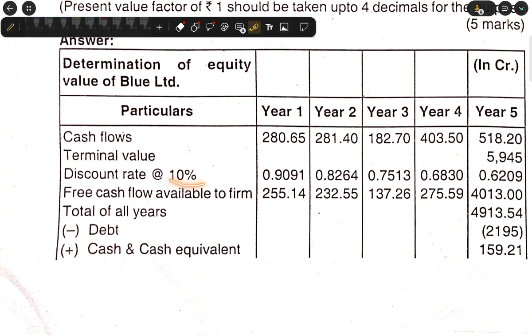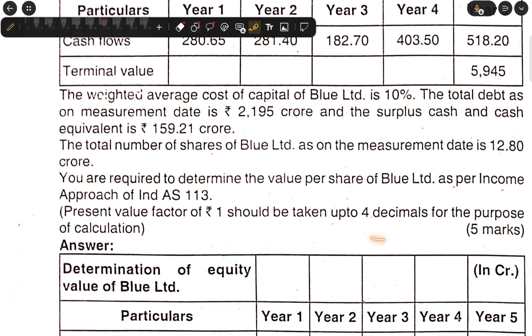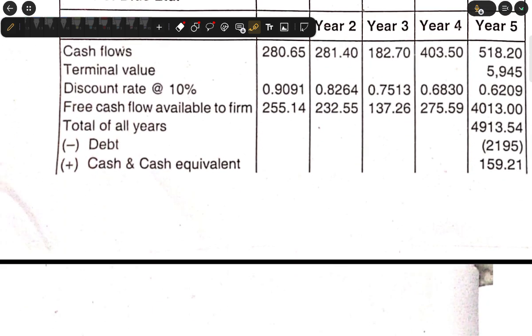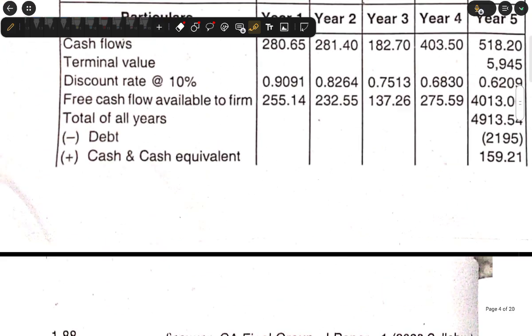The cash flows are discounted at 10% using the present value factors, year by year, along with the terminal value. Then we get the total of all years. From this you subtract the total debt of 2,195, add back the cash, and you get the total equity value. Divided by the 12.8 crore shares, the equity value per share is 224.82. All figures are in crores.